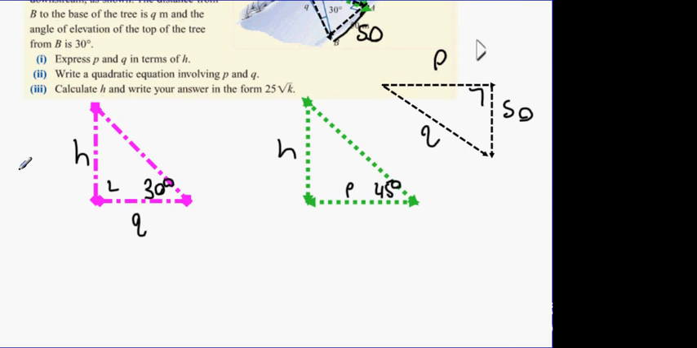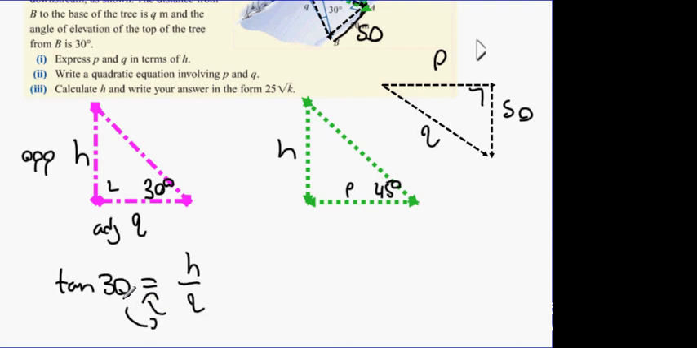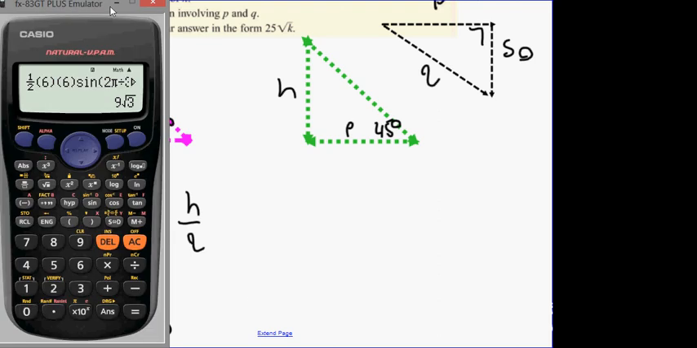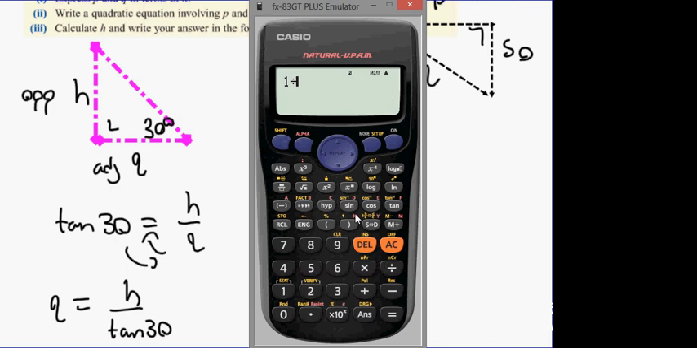H is the opposite, Q is the adjacent. I'm going to choose tan 30. Tan 30 is H over Q. Bring the Q up and the 30 down. Q equals H over tan 30. Now, that's the same thing as H times 1 divided by tan 30. I'm currently in radians at the moment, which is a problem. Need to go back to degrees.